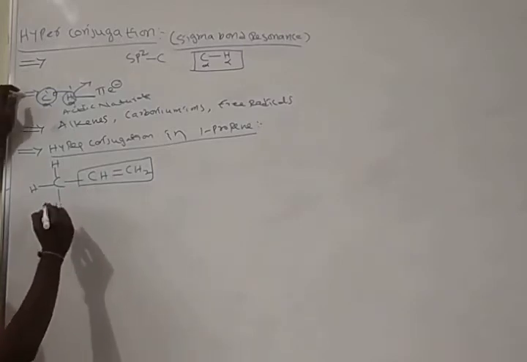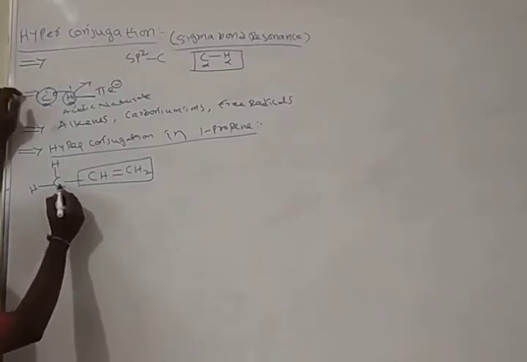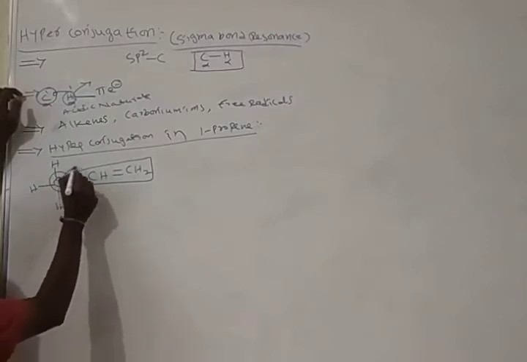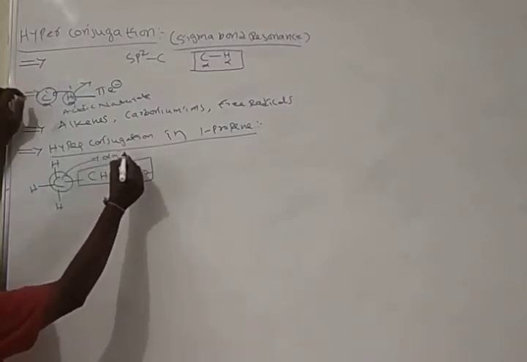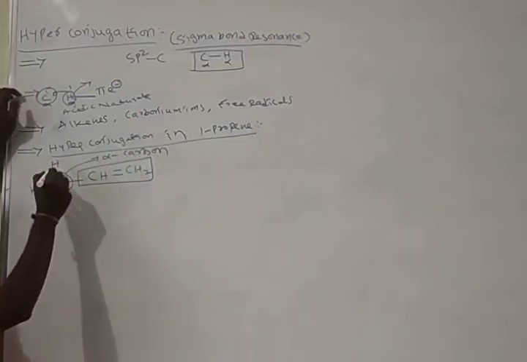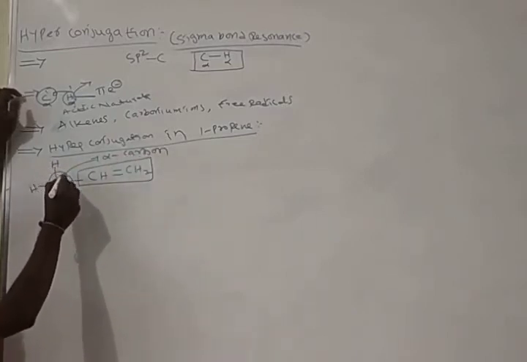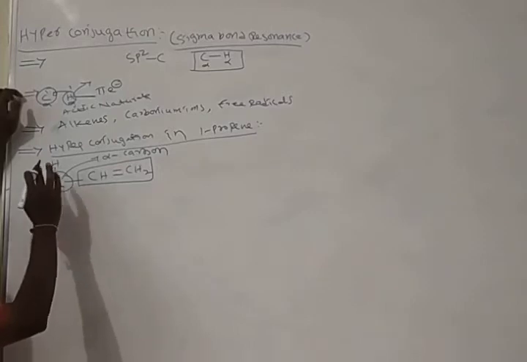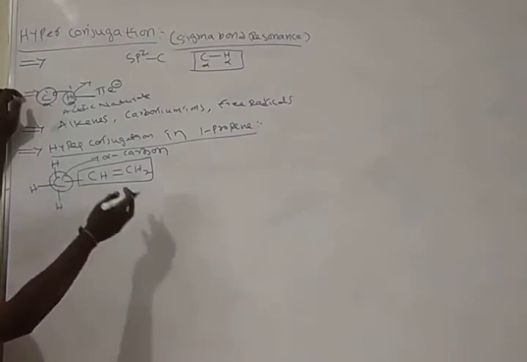The carbon adjacent to the functional group we call the alpha carbon. The hydrogen on it we call alpha hydrogen. How many alpha hydrogens are there? These three alpha hydrogens are there, so these three are involved in resonance.